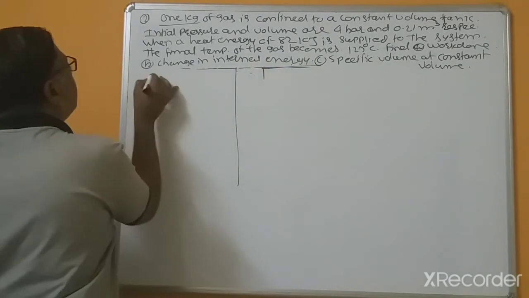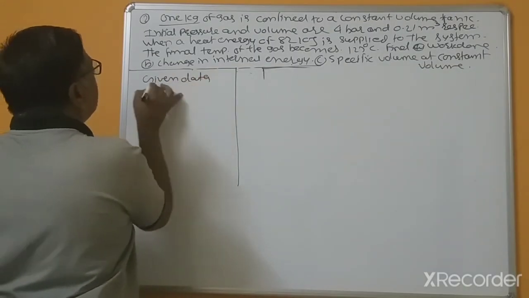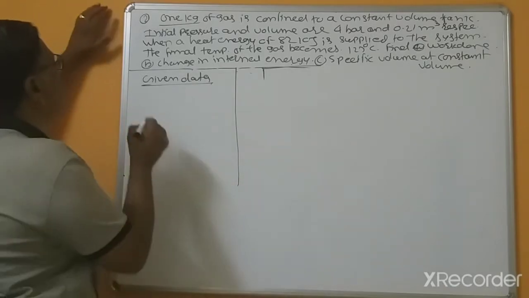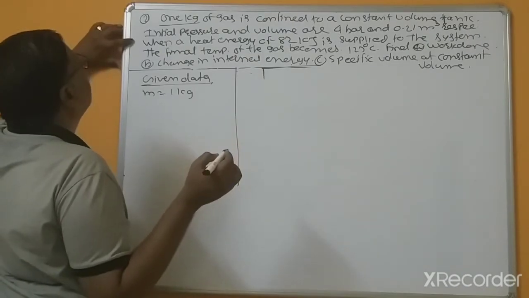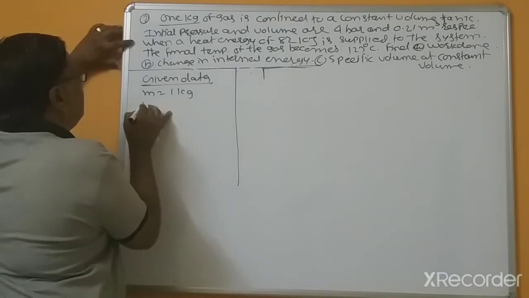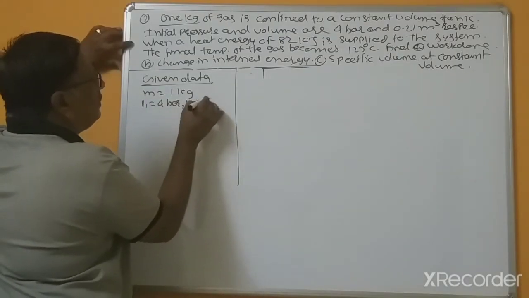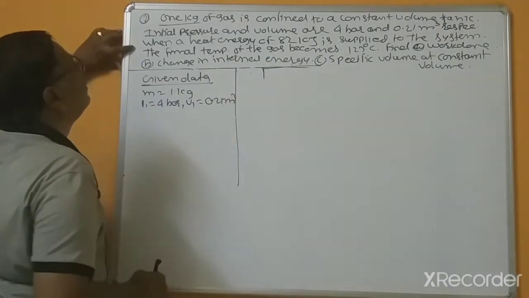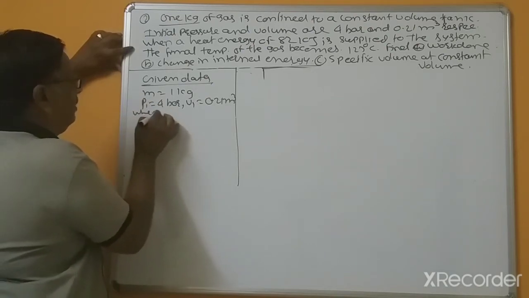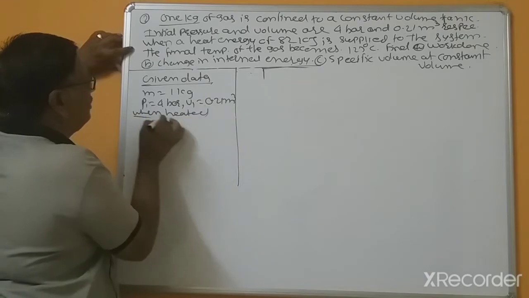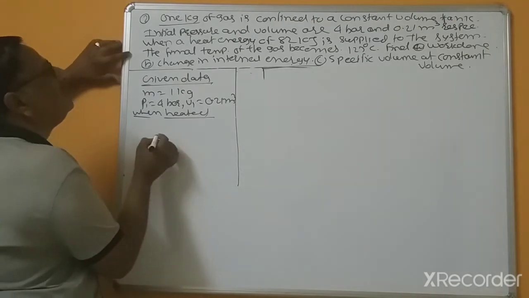First I will extract what is given. Given data: mass equal to 1 kg, constant volume tank, initial pressure P1 equal to 4 bar and V1 equal to 0.21 meter cube. When it is heated, meaning this is the final condition, the second condition, energy of 82 kilojoule is supplied.